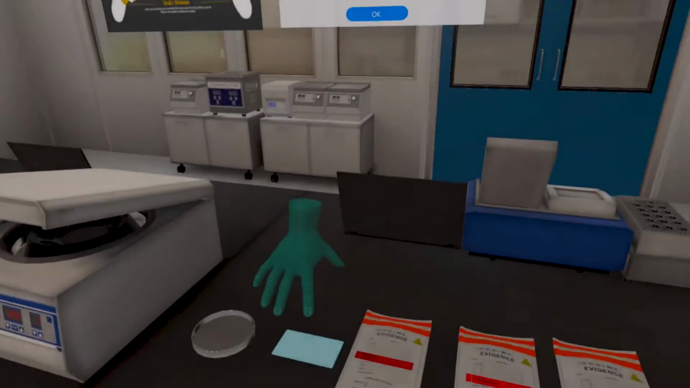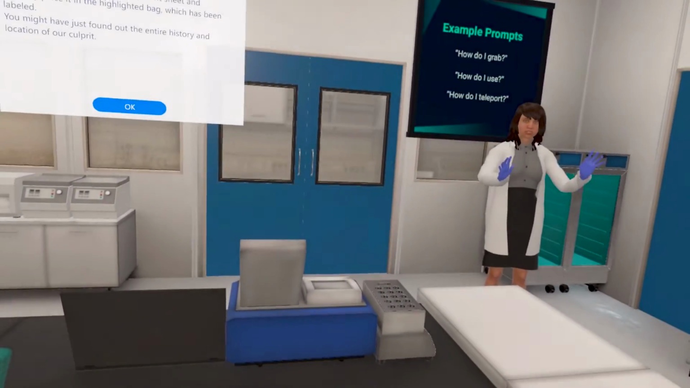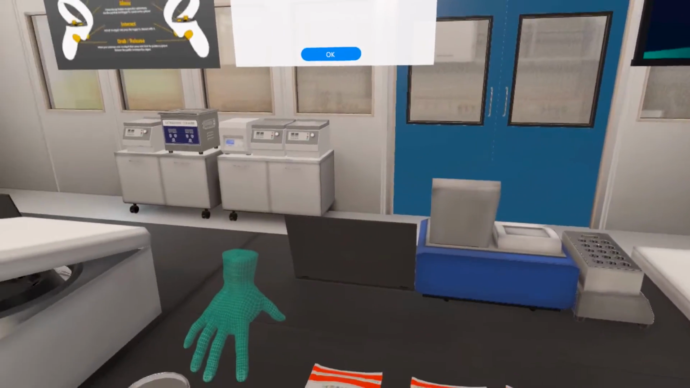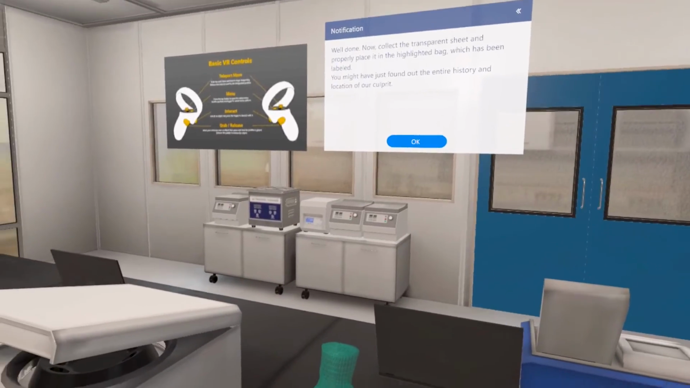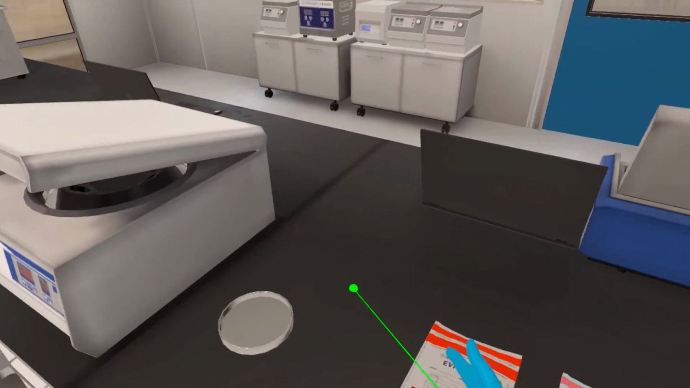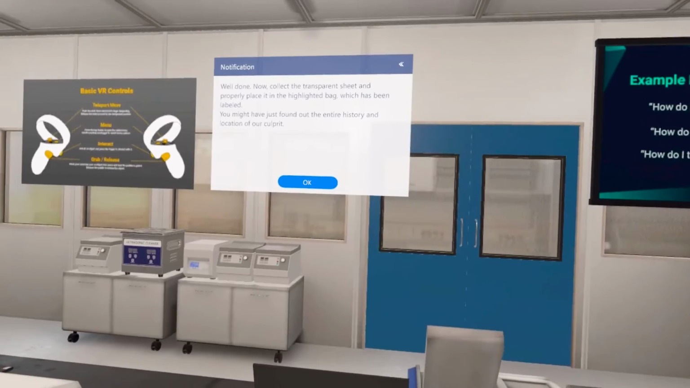Well done. Now, collect the transparent sheet and properly place it in the highlighted bag, which has been labeled. You might have just found out the entire history and location of our culprit.